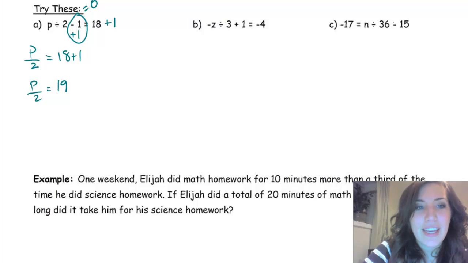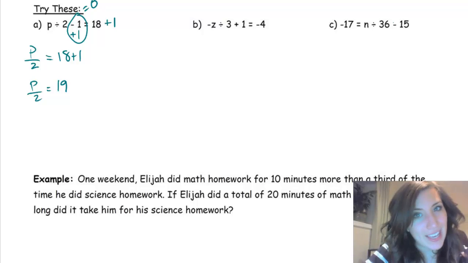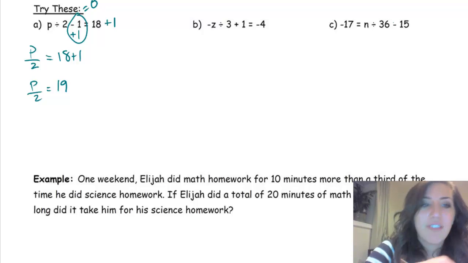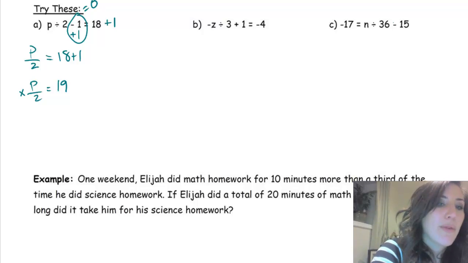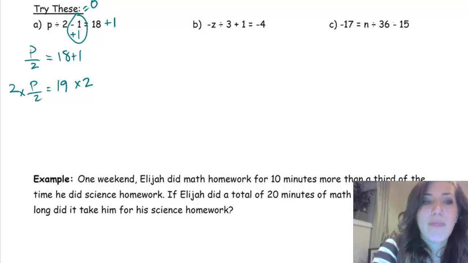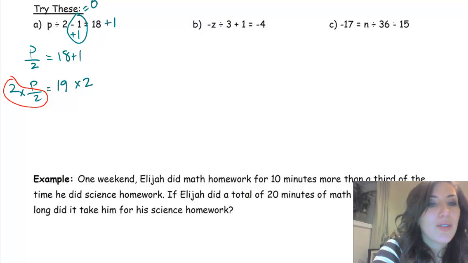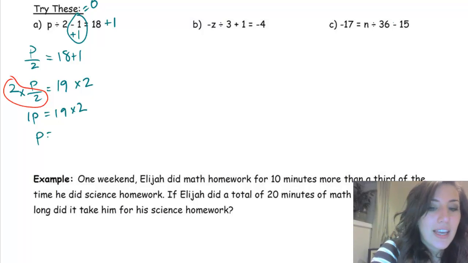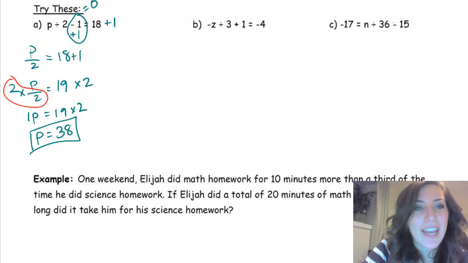Now that we have the P divided by 2 all by itself, we need to get the P all by himself. So right now we have divided by 2. What's the opposite of division? We need to multiply, and we're going to multiply by 2 because then we get a value of 1, because any number divided by itself equals 1. So this is saying 1P equals 19 times 2, but you don't actually need to say 1P, you can just say P equals 38, which is 19 times 2. Try it by plugging back in. 38 divided by 2 minus 1 should equal 18.